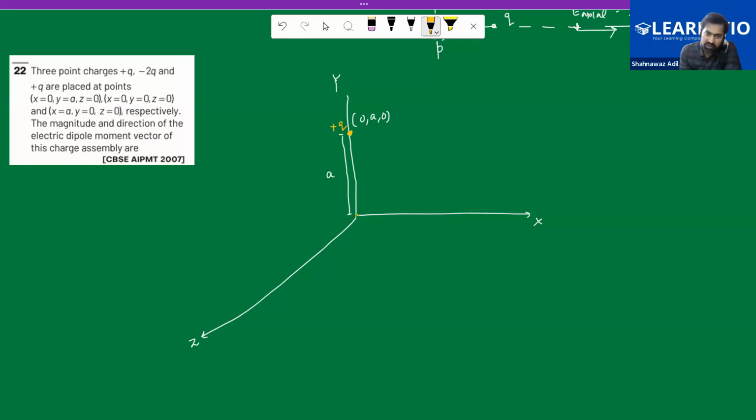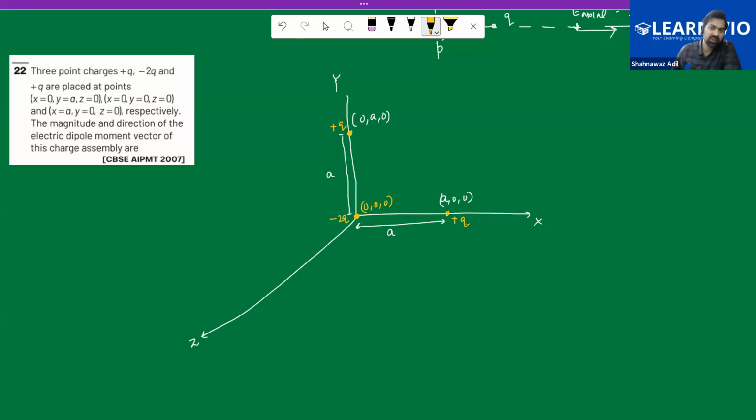that is the origin, you have a minus 2q charge. And then x equals a, y = 0, z = 0, so at the x-axis at a distance a away from it, this is a. And then you have another charge at the point (a, 0, 0), and the charge is again plus q.